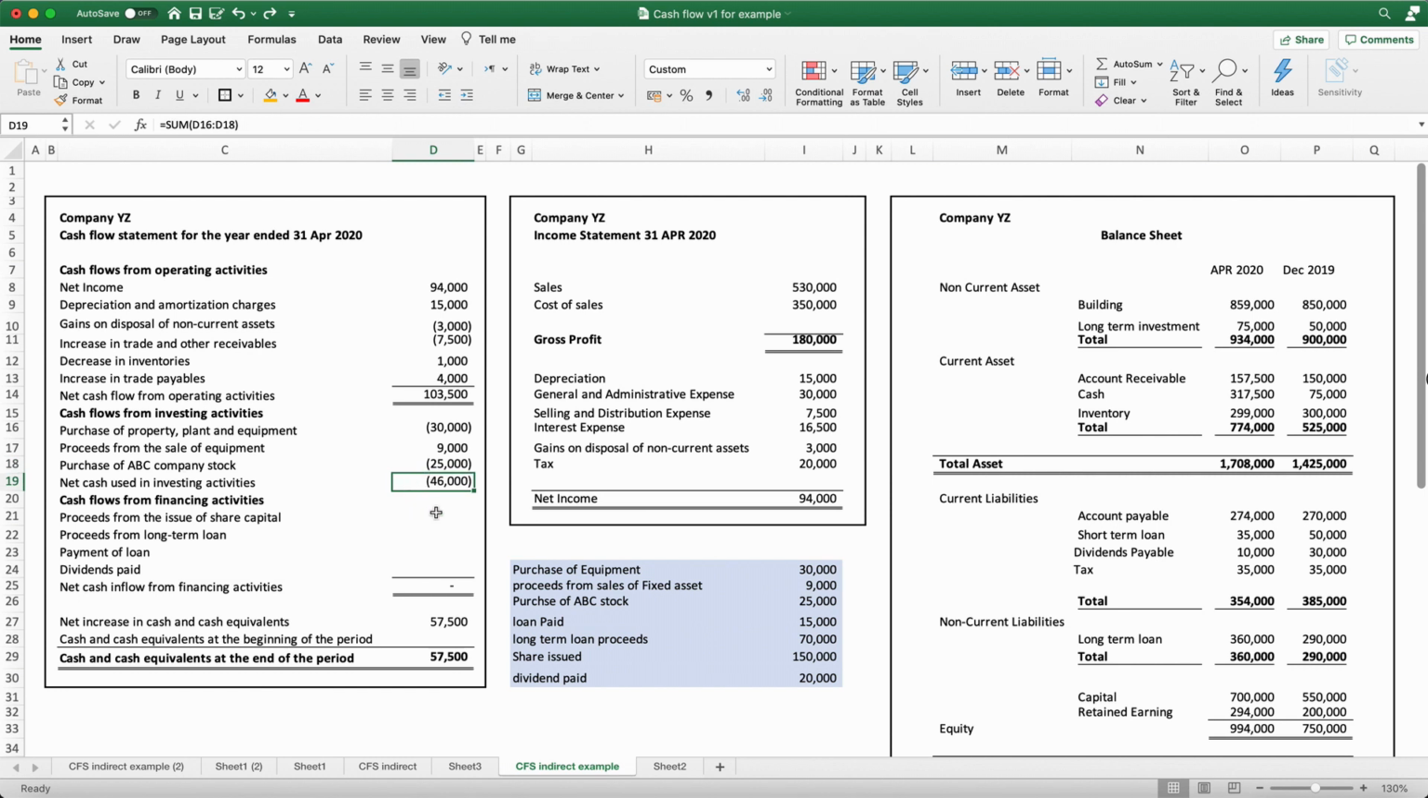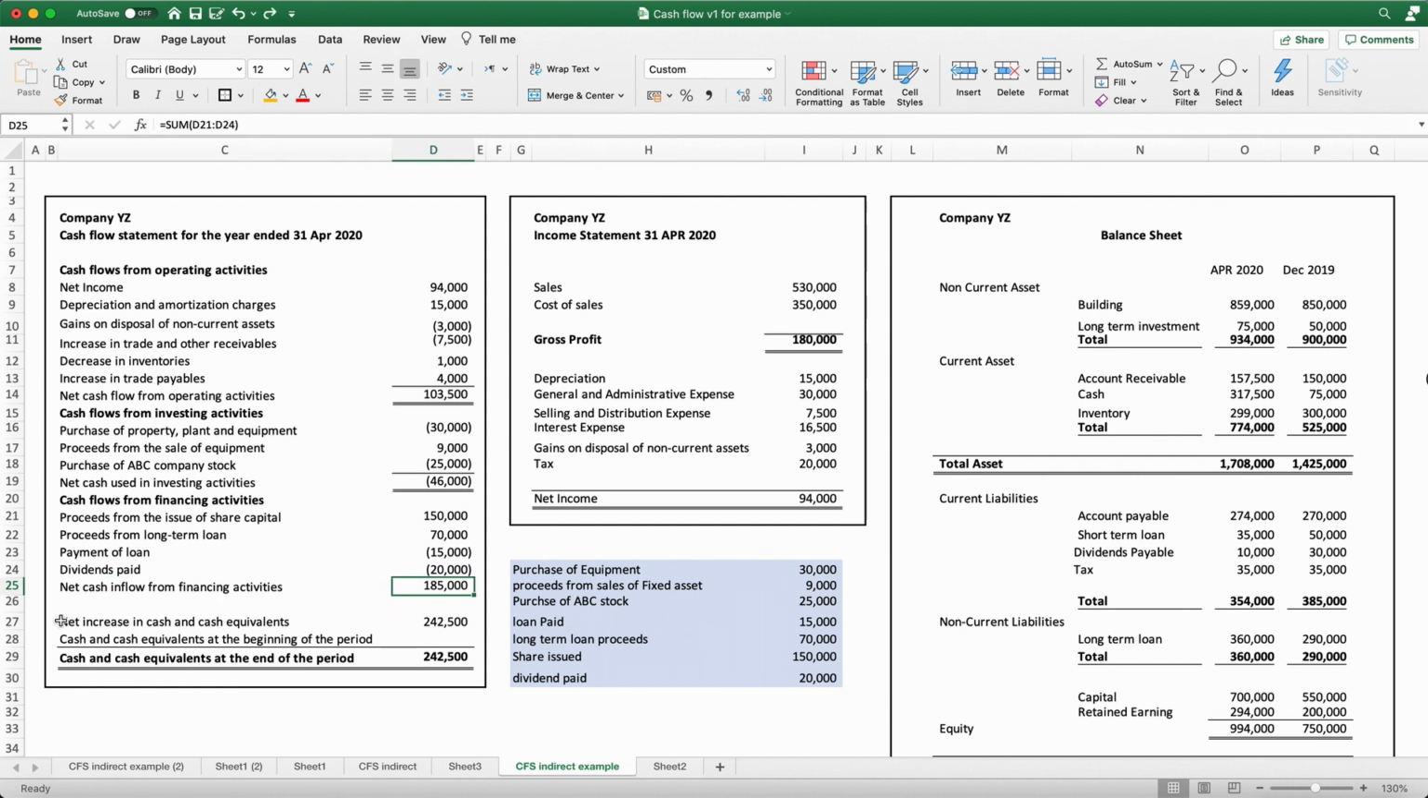Let's move to cash flow from financing activities, and we'll start with the first one, receipts from issue of share capital. This is going to be a cash inflow. And then we also have receipts from loan. So this is again a cash inflow. And then we also paid part of our loan. This is going to be a cash outflow. And we also paid some dividend to our shareholders. This is again a cash outflow. So we covered the cash flow from financing activities.